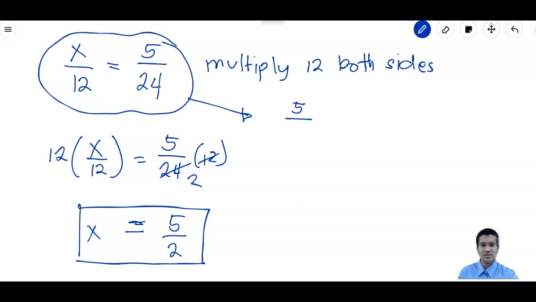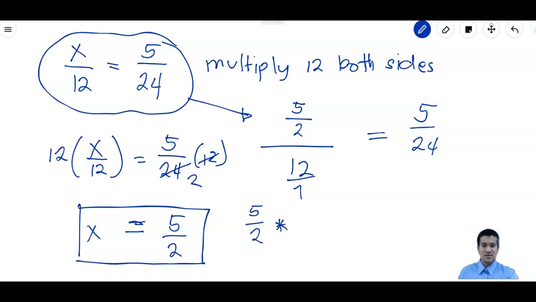So 5 over 2 divided by 12 must be equal to 5 over 24. When you divide, this 12 is 12 over 1, right? So we have 5 over 2 times the reciprocal of 12, which is 1 over 12, must be equal to 5 over 24. So we get 5 over 24 equals 5 over 24.